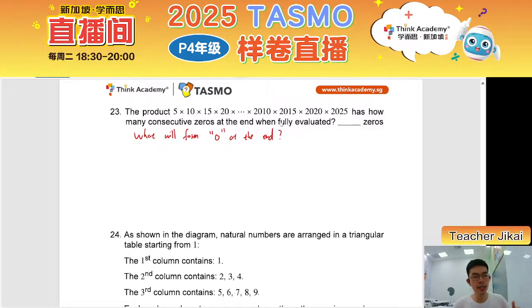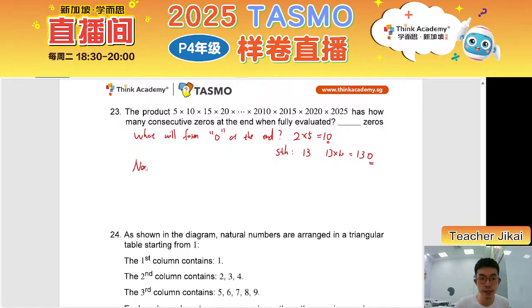Everybody knows that 2 times 5 equals 10, and then we have a 0 at the end. For example, 13 times 2. The 0 will also remain at the end, right? So here, the question is how many consecutive zeros are at the end.